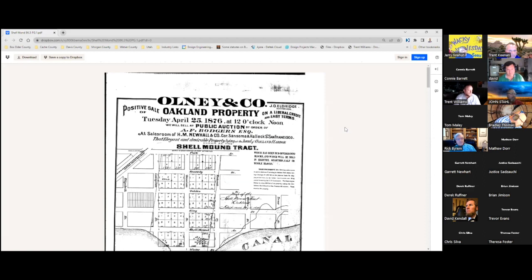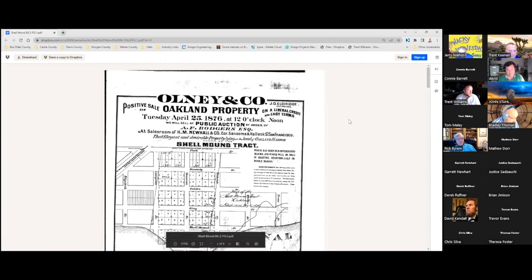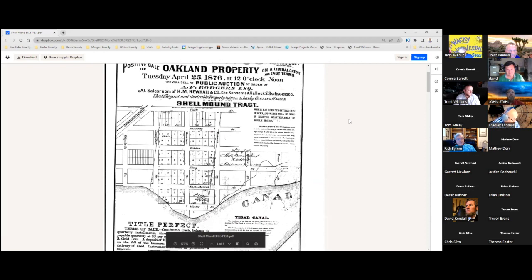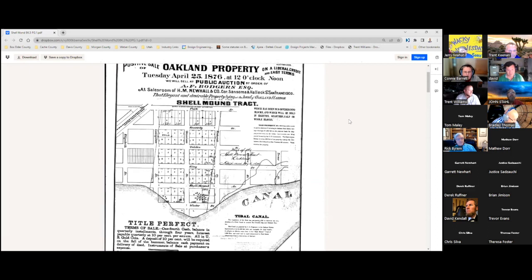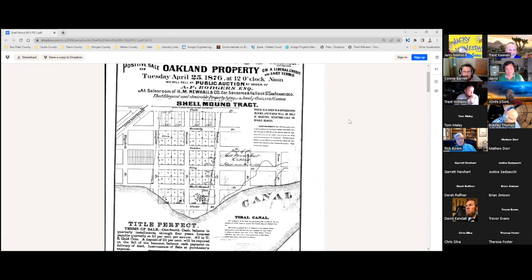Olney and Company, positive sale of Oakland property, on liberal credit and easy terms. Nice.